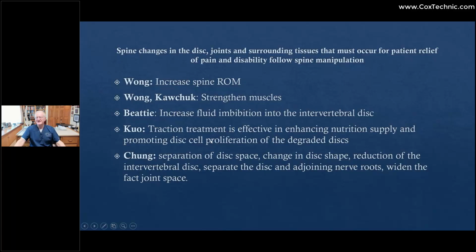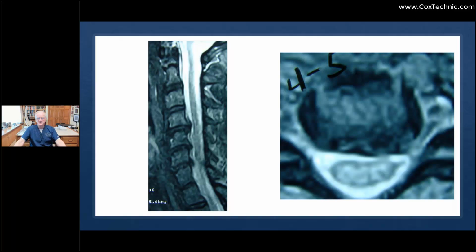Those are the things to think about when we are applying distraction to the cervical spine. So we look here, and we see a C4-5 disc herniation. There's no way any of us practice very long, like tomorrow or yet today, without seeing this.